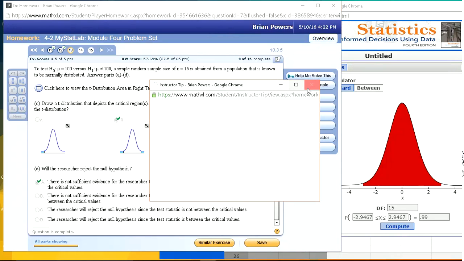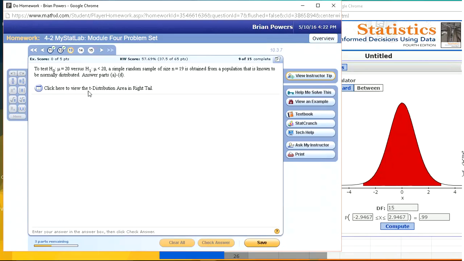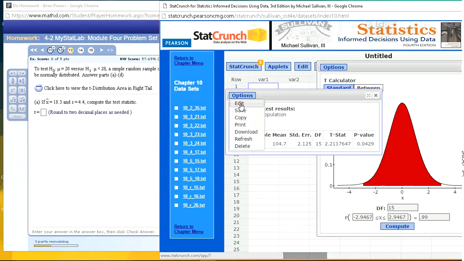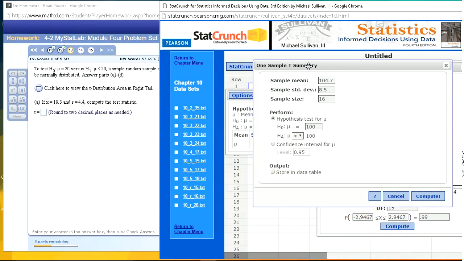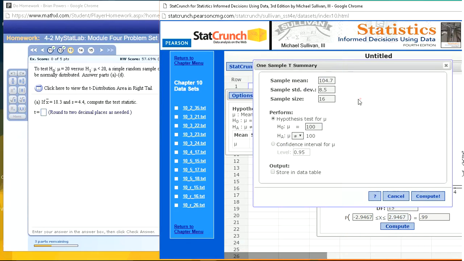And I don't want an instructor tip. I want to go to problem 13. Okay, this is great. So once again, we're going to do a hypothesis test using a t-summary. We're given a sample mean, a sample standard deviation, a sample size of 19, and a null hypothesis, alternative hypothesis. Everything is ready for us. Just type it in and get a calculation.